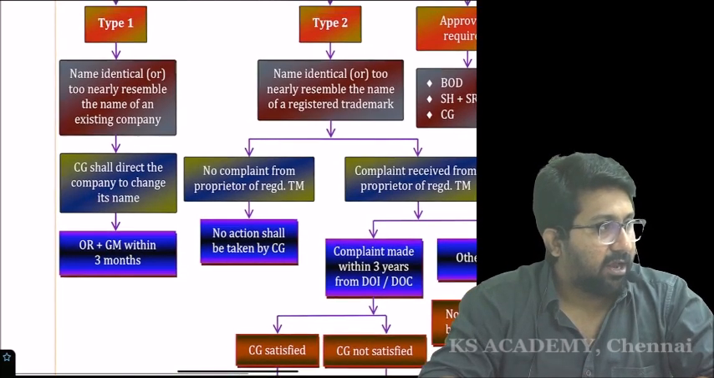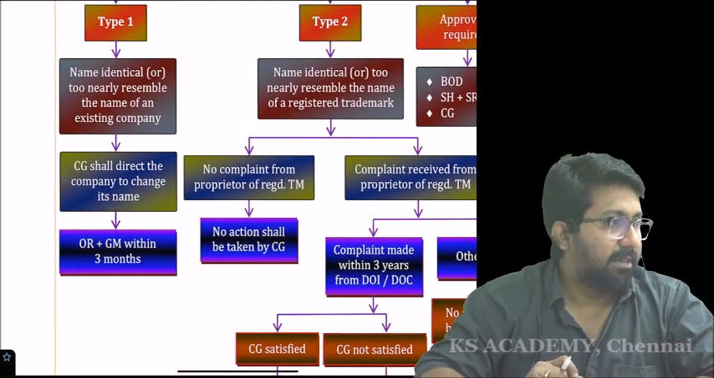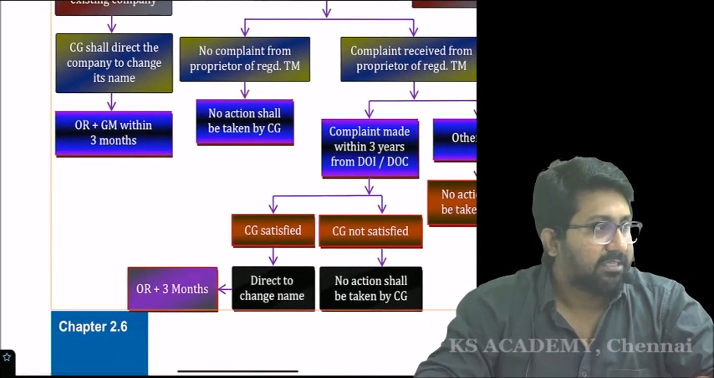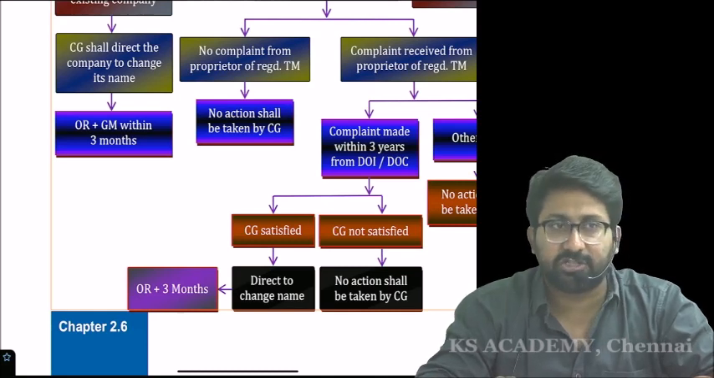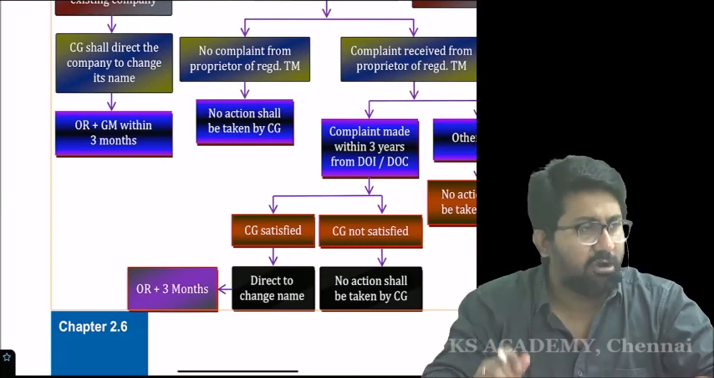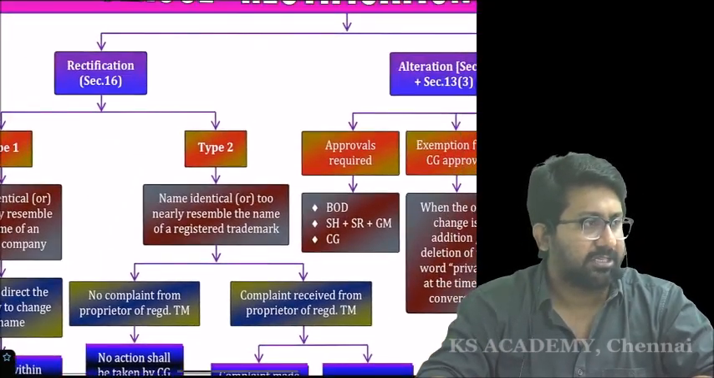Type 1: name identical or too nearly resembles the name of an existing company. Continue. What will happen? CG shall direct the company to change its name. Which resolution? Ordinary resolution. In which meeting? General meeting. Within how many months? 3 months.